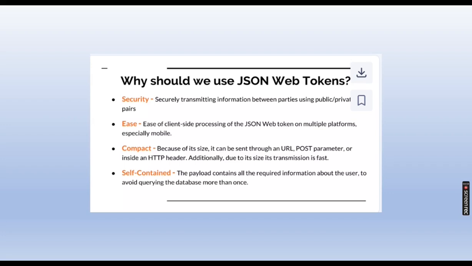So the information or login would be very highly secured, and there is ease of client-side processing of the JSON Web Token on multiple platforms, especially mobiles, and it is compact because of its size. It can be sent through a URL, post parameters, or inside HTTP headers. Additionally, due to its size, its transmission is fast. And self-contained: the payload is one of the important areas, and only non-sensitive information would be presented in the payload.